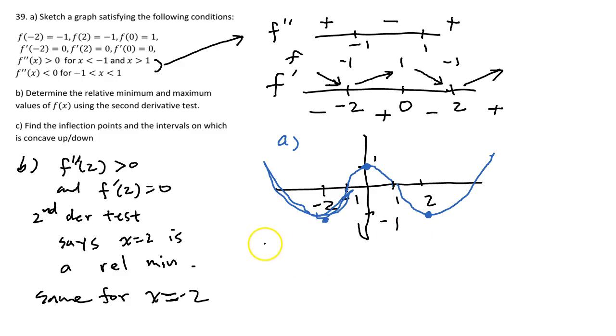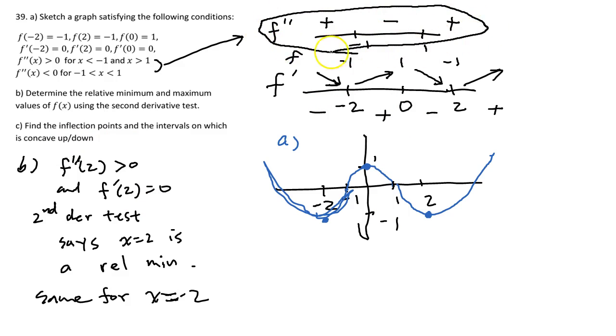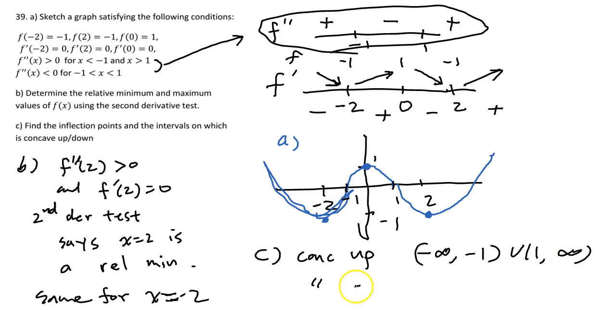Okay. And part C, find the inflection points and the intervals on which the graph is concave up or down. Well, this already tells us what to do. It's concave up on negative infinity to negative 1, and also 1 through infinity, and it's concave down between negative 1 and 1.